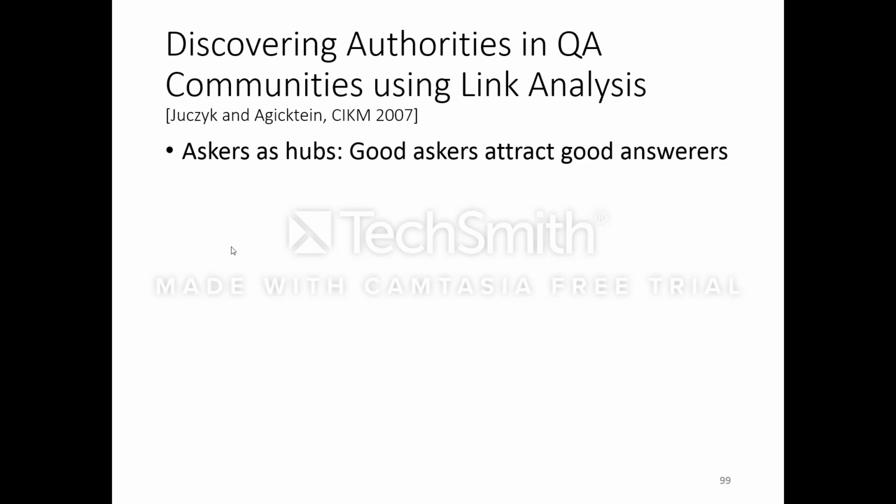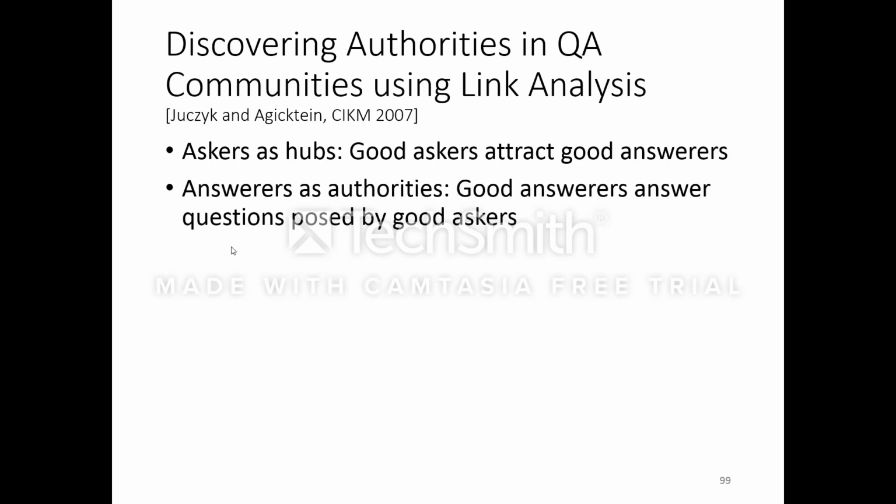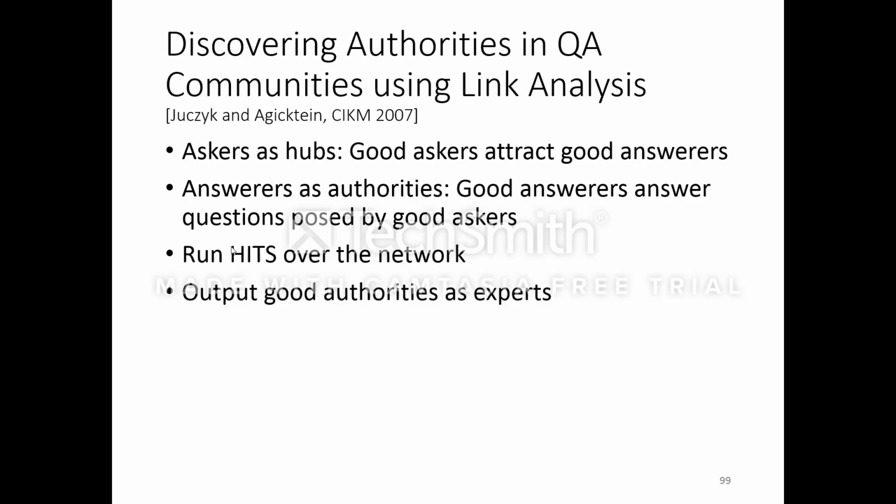Okay, let's look at what they do. They draw this comparison and say that askers are hubs. Good askers attract good answerers, and answerers are authorities. Good answerers answer questions posed by good askers. That is the assumption they use, and given this assumption, associating answerers and askers with two scores falls out neatly, because it's simply an authority score and a hub score. You run HITS over the network and output the good authorities as experts.